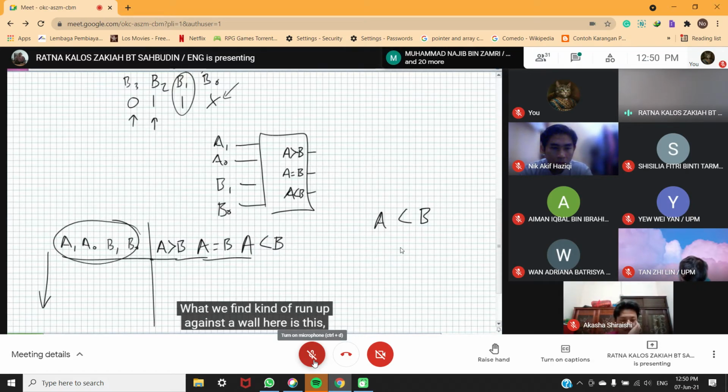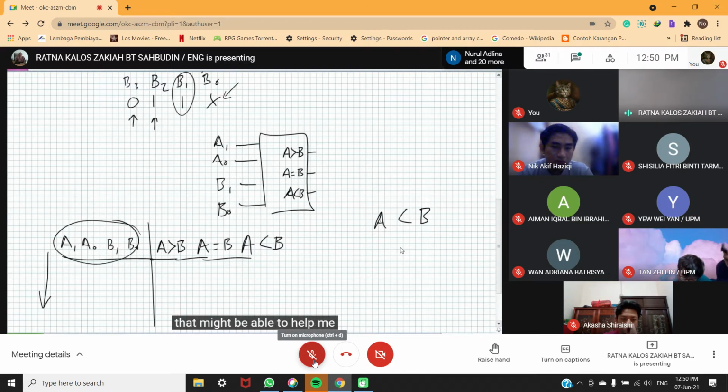What we find is that we kind of run up against the wall here, which is the ability to do this in a K-map. Well, why not do a 3-bit comparison? That's a 6-variable K-map. Things are going to get a little bit more complicated, okay? I might be able to come up with a structural approach that might help me out, where a single-bit comparator is being used to pass information back and forth.